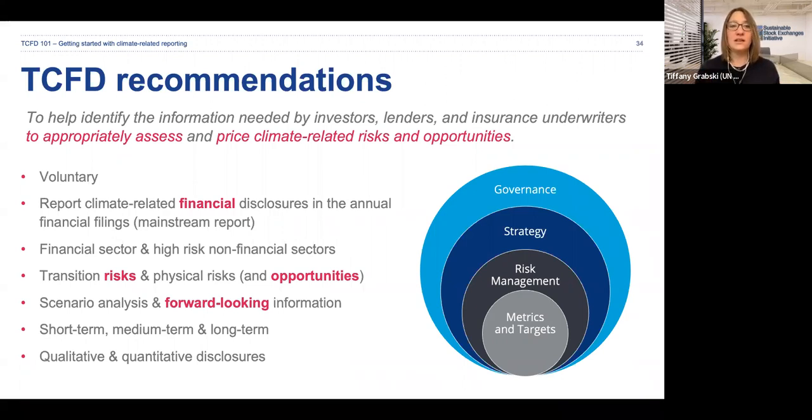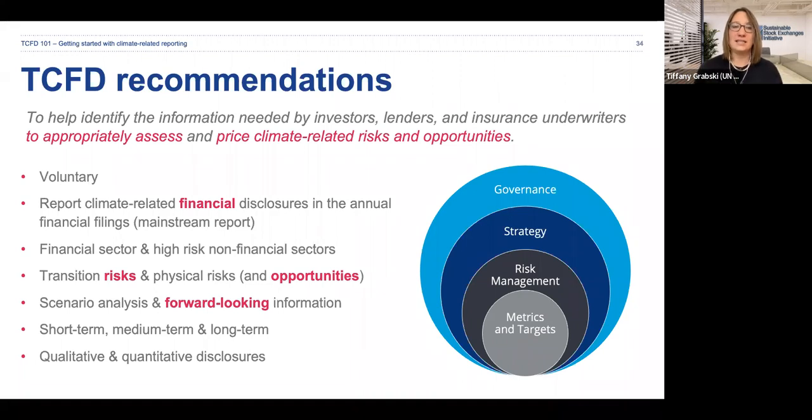So that scenario analysis is a really useful tool that we will probably comment a lot and we'll dig a lot deeper into in our next session. Also, as we were just commenting, the time horizon is very different for climate risks than some of the other risks we may have been looking at as an organization. So really needing to identify these impacts on a short-term, a medium-term, and a long-term time horizon is really key to the TCFD. And then the final point here is that we have both qualitative and quantitative disclosures.